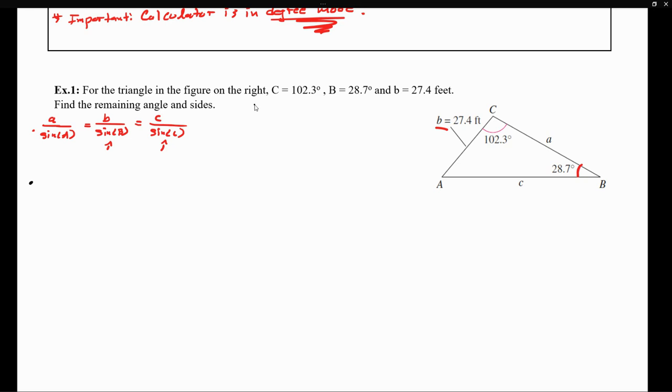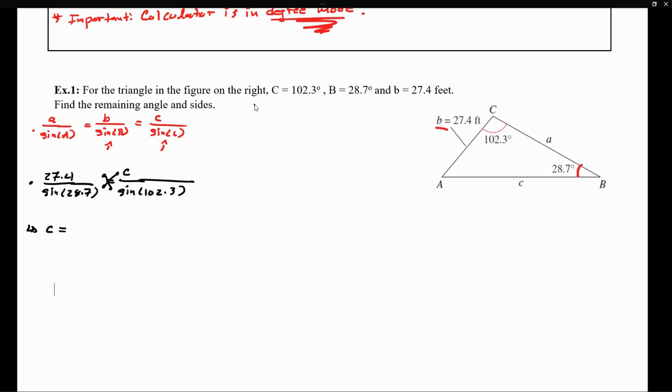So what is side C? That would be 27.4 over the sine of B, but I know that B is 28.7, so that would be the sine of 28.7. And that's going to be equivalent to little c, which is side C, which we don't have information on, over the sine of angle C. And now we can cross multiply and find the measurement of big C, and I'm going to skip some of the computation.